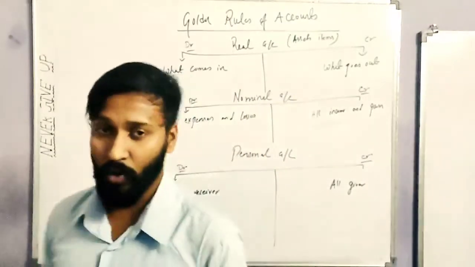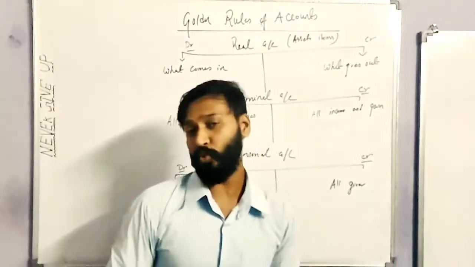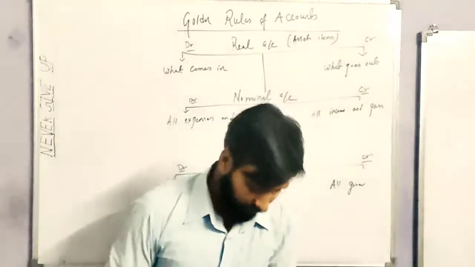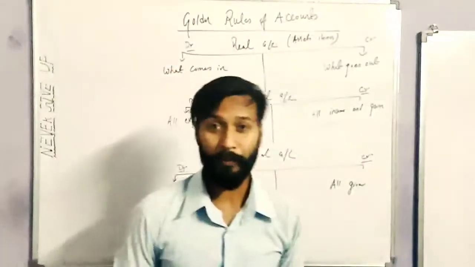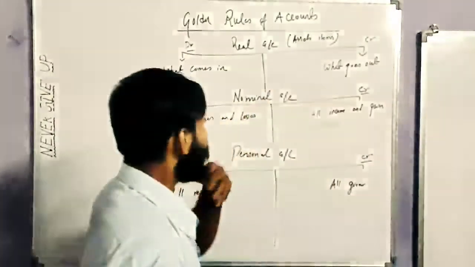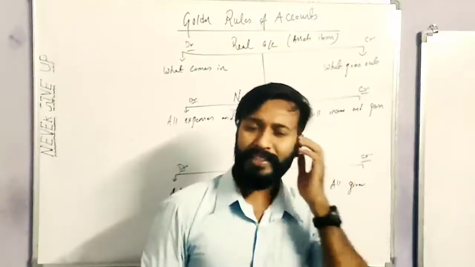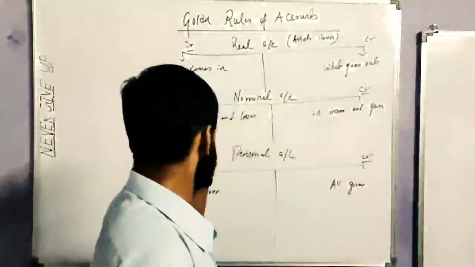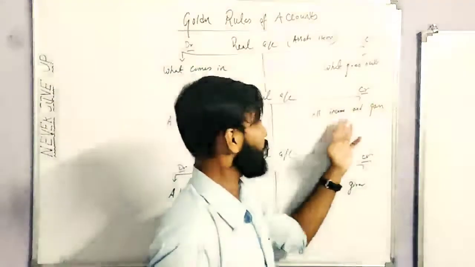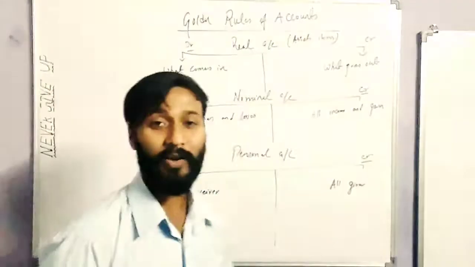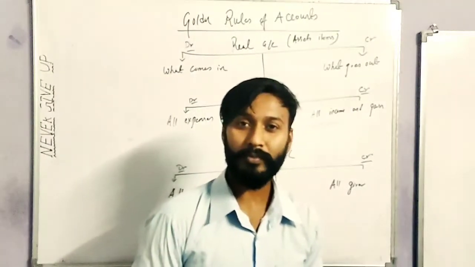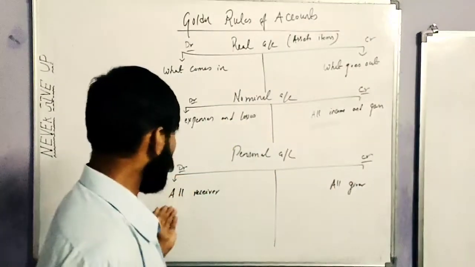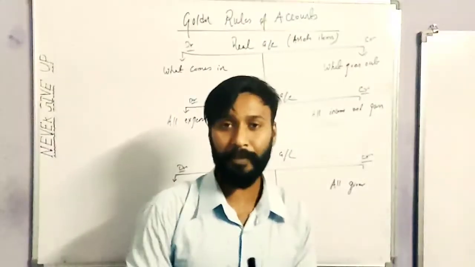In the real account, debit what comes in, credit what goes out. In the nominal account, debit all expenses and losses, credit all income and gain. Next comes the personal account. Personal account is what? Individual account. So what is the golden rule? Personal: debit the receiver, credit the giver. Very simple. Alright.